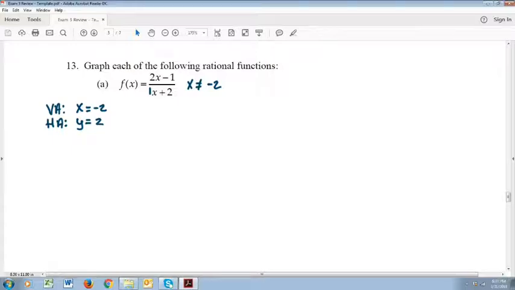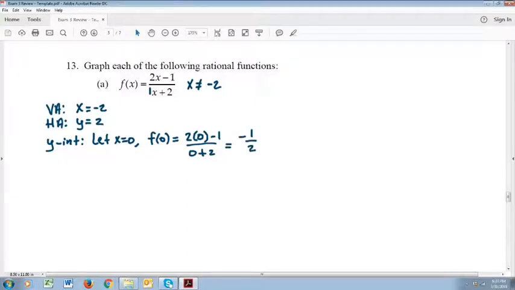Next we want to find some points. So the x and y intercepts are usually two easy points to find. So the y-intercept's found by letting x be 0. So let's go ahead and plug 0 in. In the numerator we're going to get negative 1, and in the denominator 2, so we get negative a half. So 0, negative a half is our y-intercept.